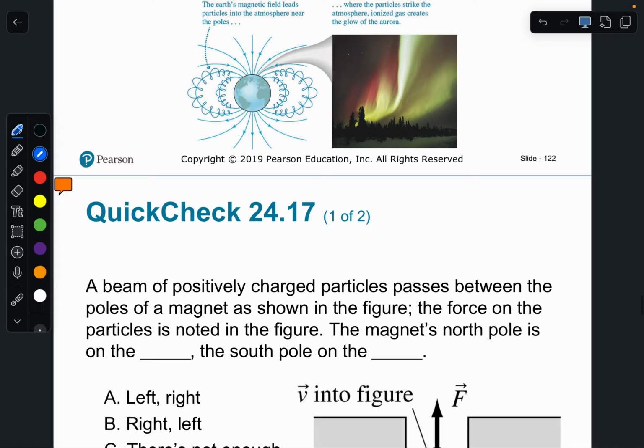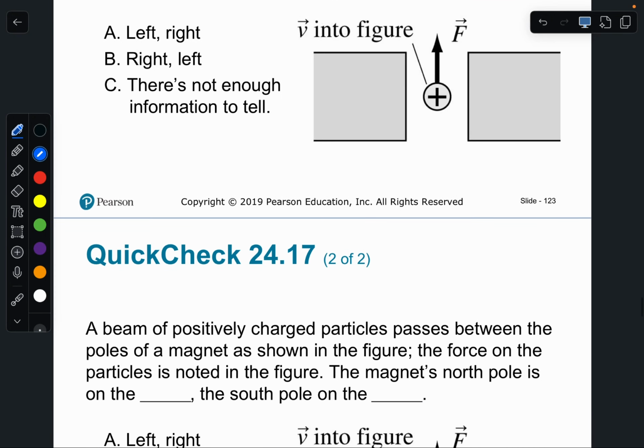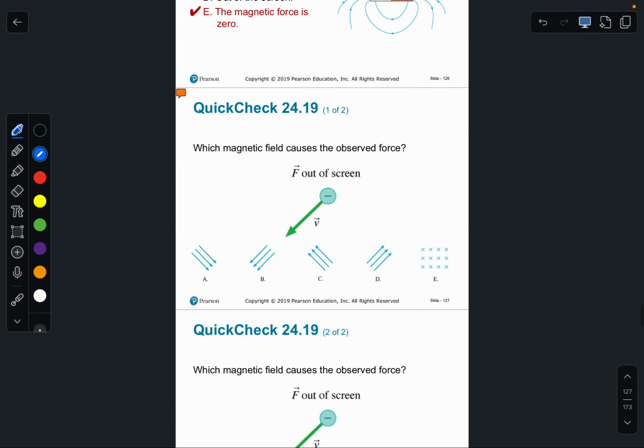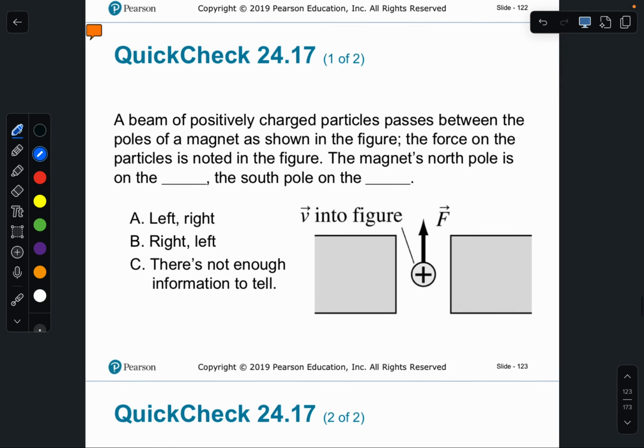So let's do some more right-hand rule stuff. Let me see where we are. We're going to hurry up, we don't have time to do too many. Okay, let's just do this one.